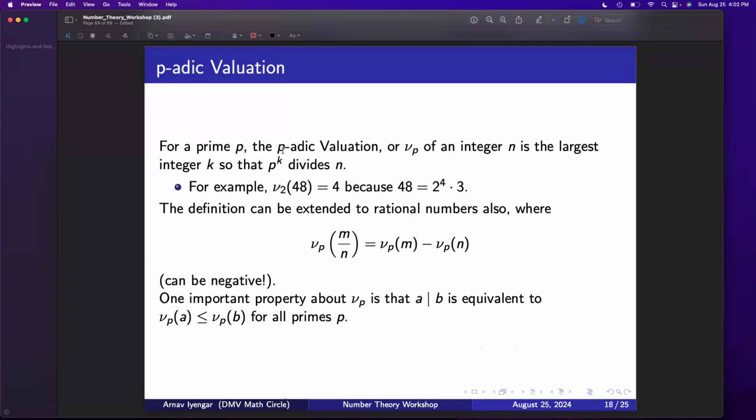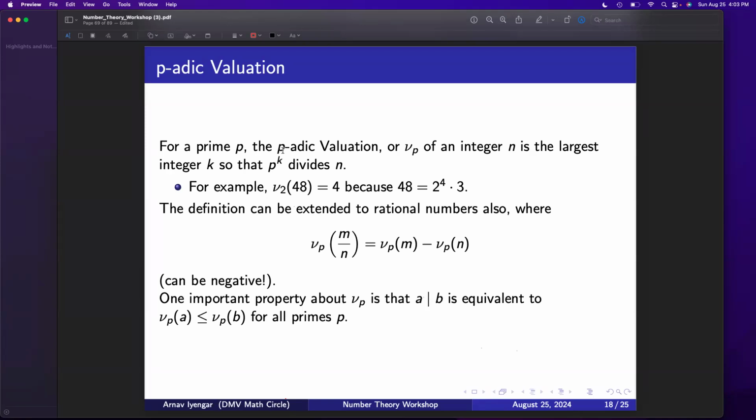Okay, so the next thing we're going to talk about is the p-adic valuation, which is if you look at the prime factorization of a number and take the exponent of a prime p. This can be 0, or it can be something greater than 0. So if you have 48, it's 2 to the 4 times 3, so v2 is going to be 4. Another nice thing is that you can use this in rational numbers too.